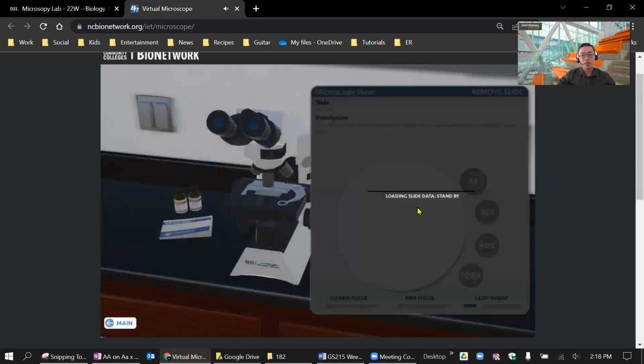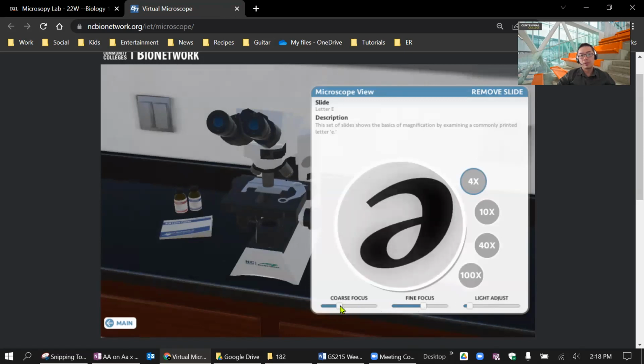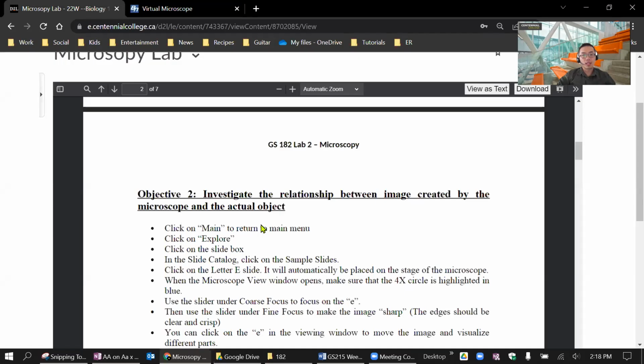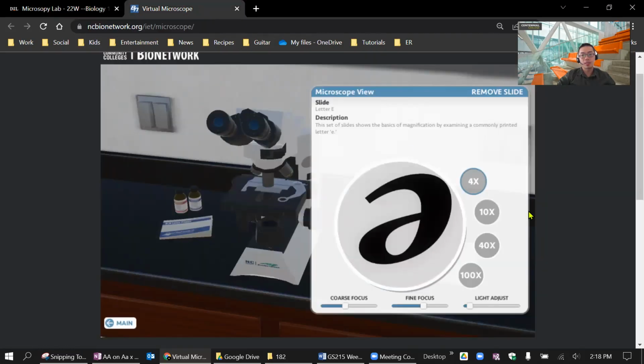The first thing you're going to have to do is look at the letter E. It's out of focus right now, so you have to play with these controls, and the description will tell you which one to move around to bring it into focus. The question here says, center the image and take a screenshot of the letter E at 4 times, 10 times, and 40 times.